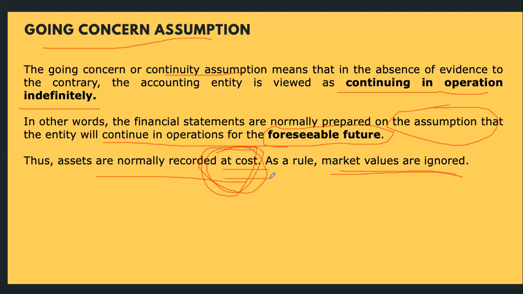So we assume that the business entity will continue to operate indefinitely. Okay, so sir, what if bankrupt na? Then therefore, the going concern assumption is gone. You can no longer assume it because the business filed for bankruptcy. When a business files for bankruptcy, it means they cannot continue to operate anymore. So with the going concern assumption, you no longer assume that you will continue.